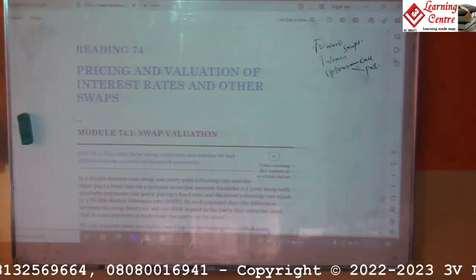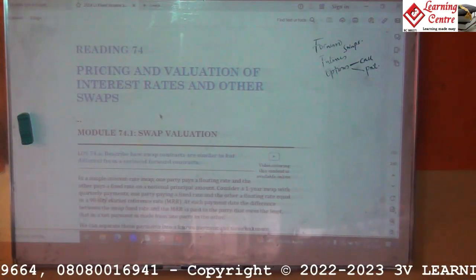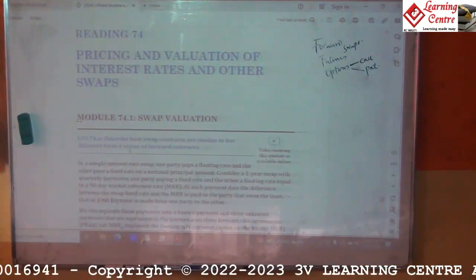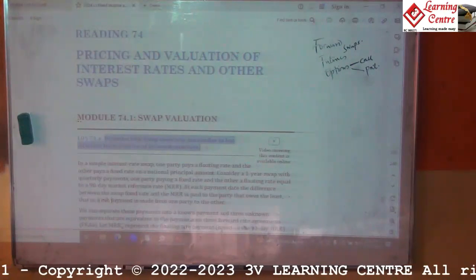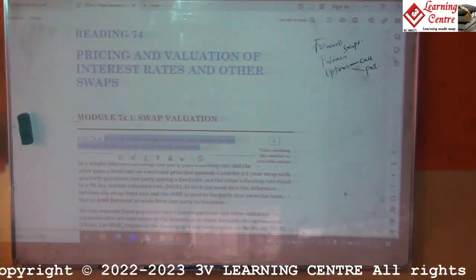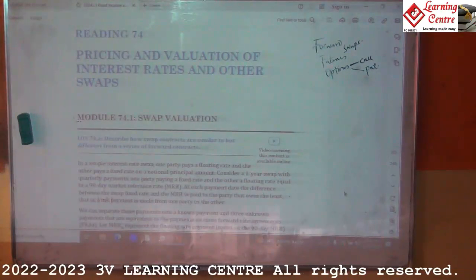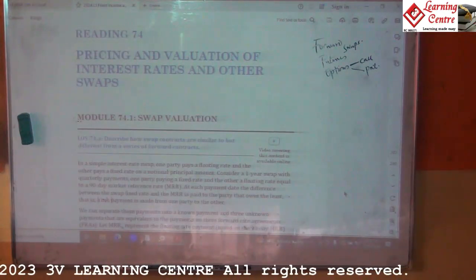Okay, so pricing and valuation of interest rate and other swaps. Describe how swap contracts are similar to a series of forward contracts. For this, you won't be asked to calculate. It's just an explanation. So let me just take the explanation first.